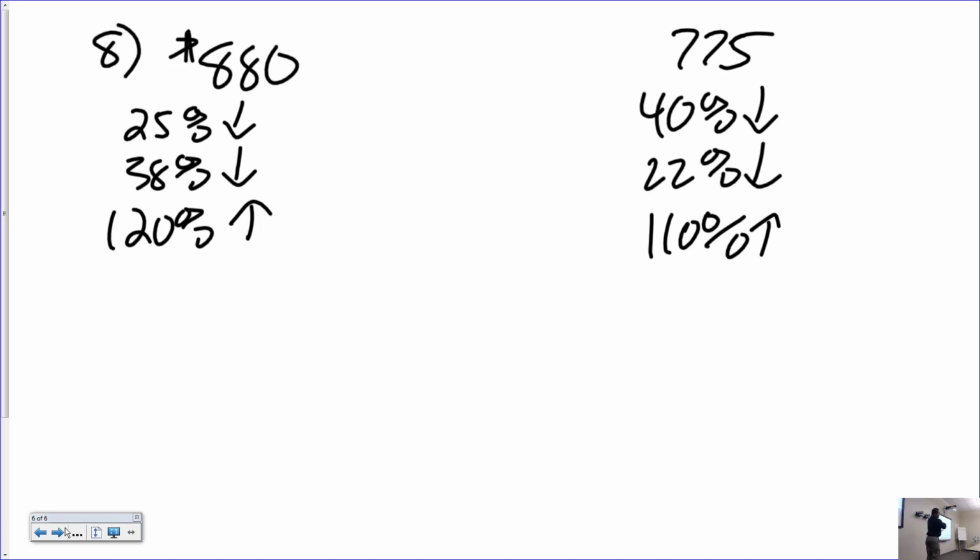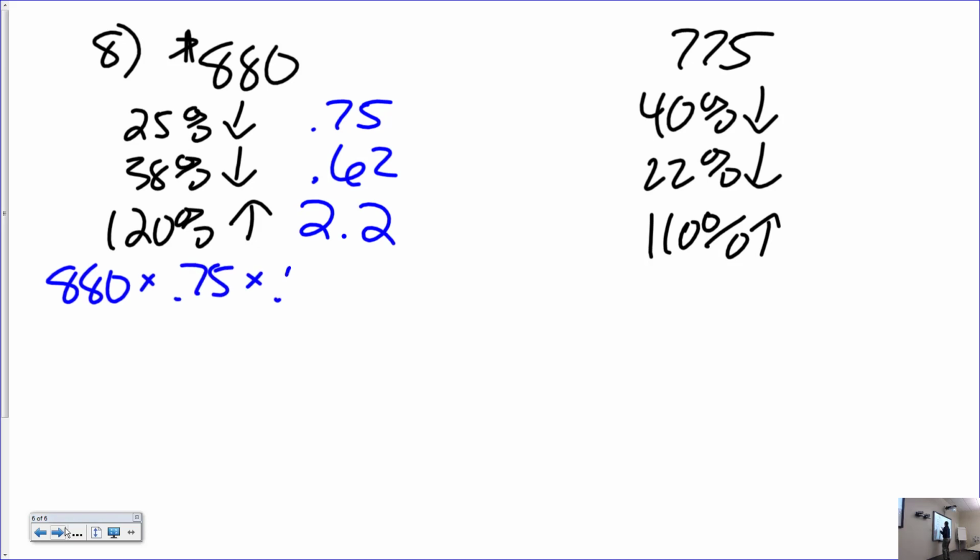So I was hoping you guys would take the shortcut. When it's discounts, you multiply by 1 minus the rate, right? When it's a markup, you multiply by 1 plus the rate. And if you just multiply these 4 numbers, you will get to your answer in 1 step, okay? That's the shortcut technique for doing this problem. 880 times 0.75 times 0.62 times 2.2 would give us the $900.24.